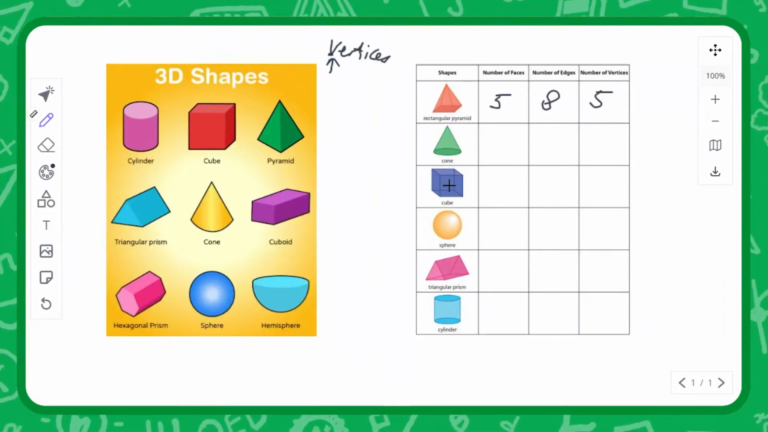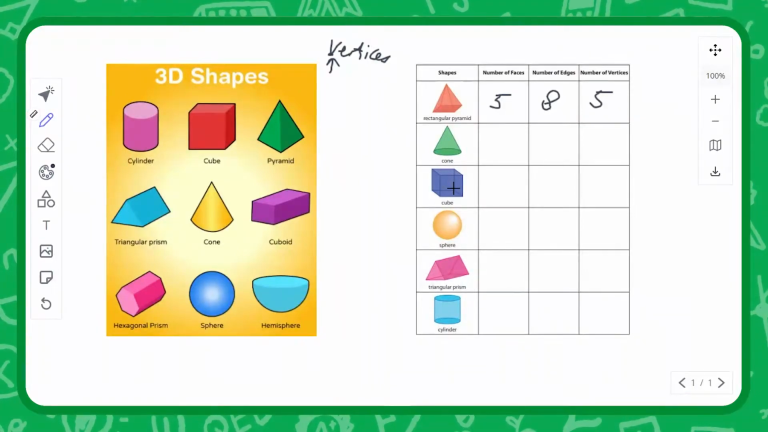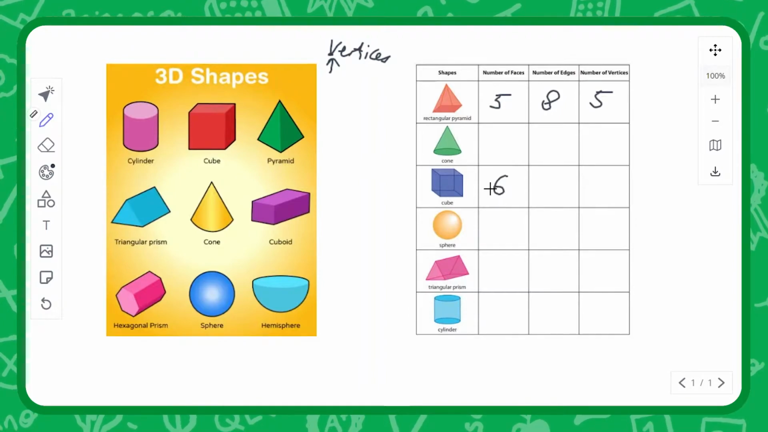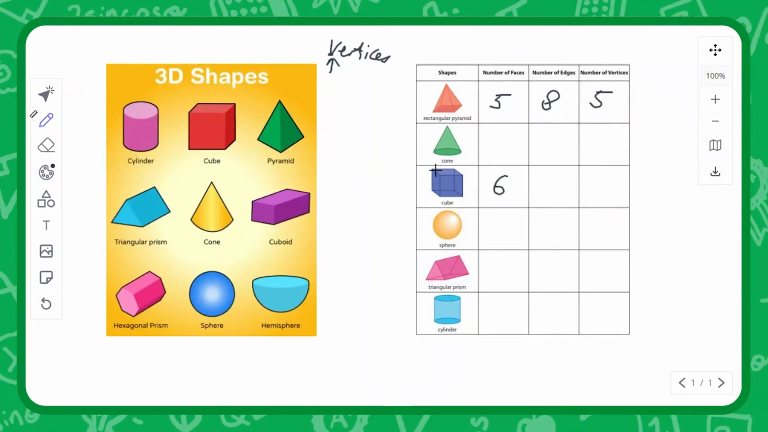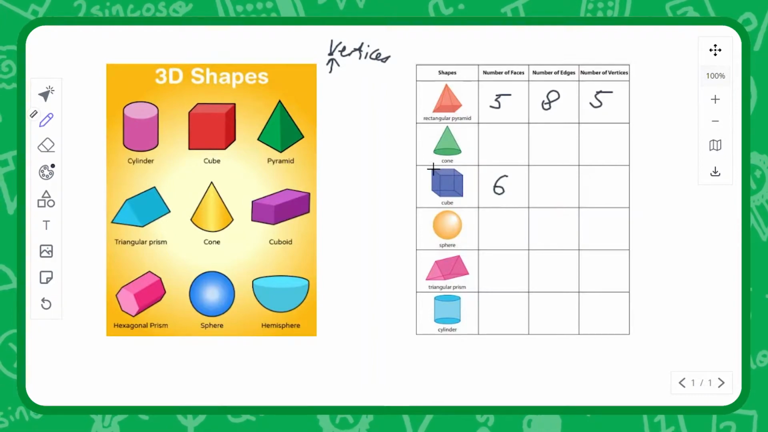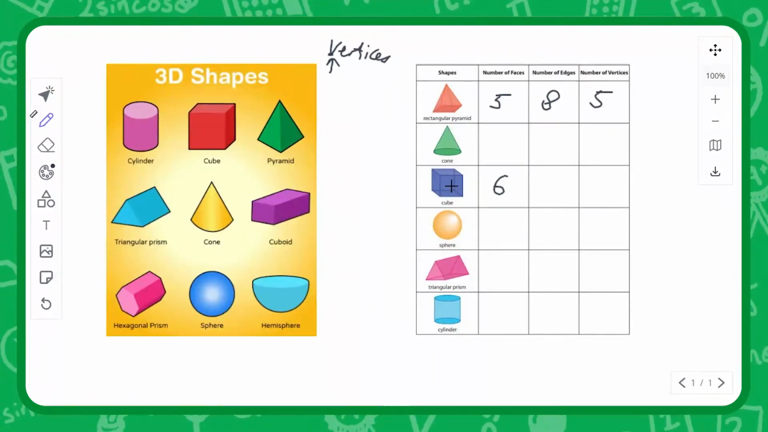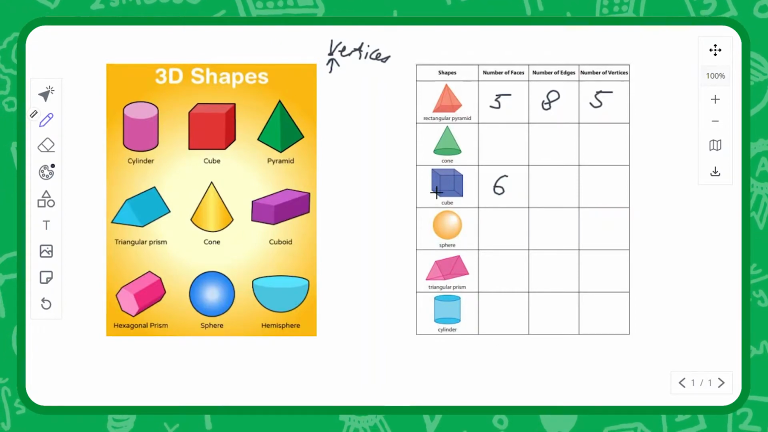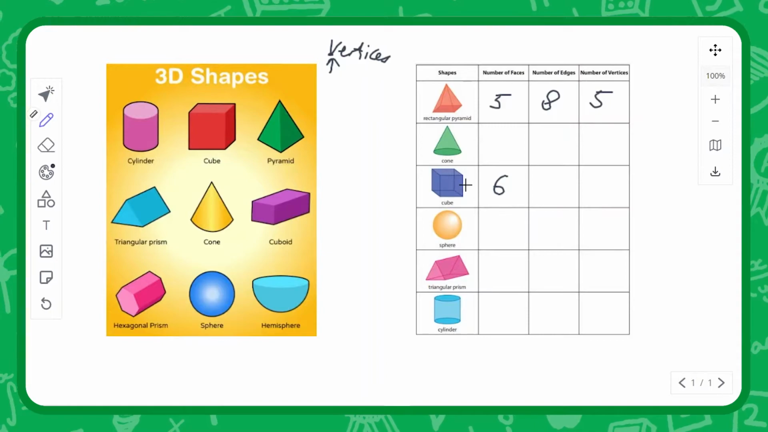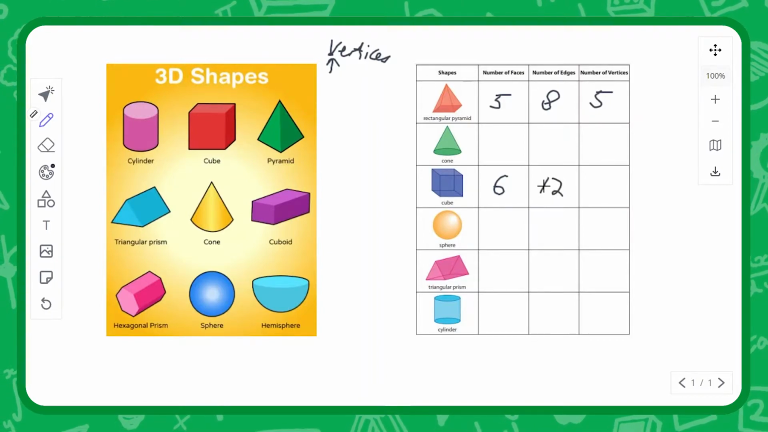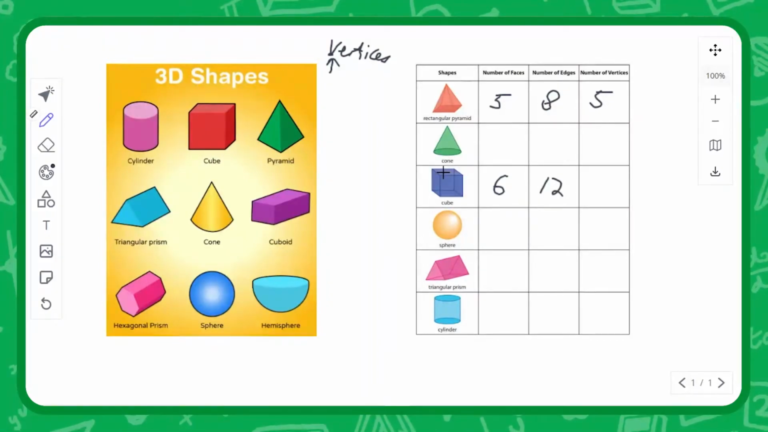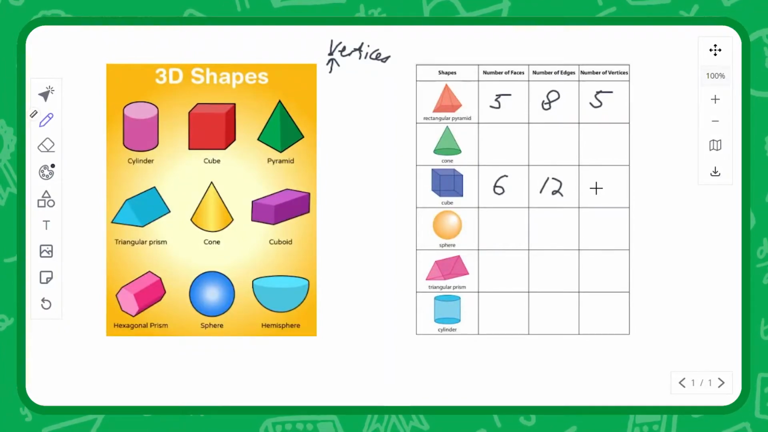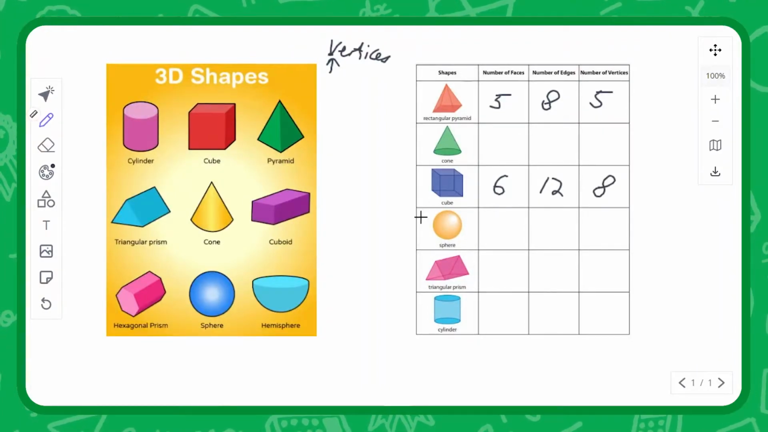Next we'll do the cube. Number of faces, well, it's the same as the number of sides on a dice. It's 6. One at the front, one at the back, one at the top, one at the bottom, one at the left, one at the right. 6 faces. Edges, be careful that you don't miss any that are behind in the shape. 1, 2, 3, 4 coming out the page. 5, 6, 7, 8 on the front. 9, 10, 11, 12 on the back. 12 edges. And the number of vertices, 1, 2, 3, 4 at the front, 5, 6, 7, 8 at the back, we've got 8 vertices in total.